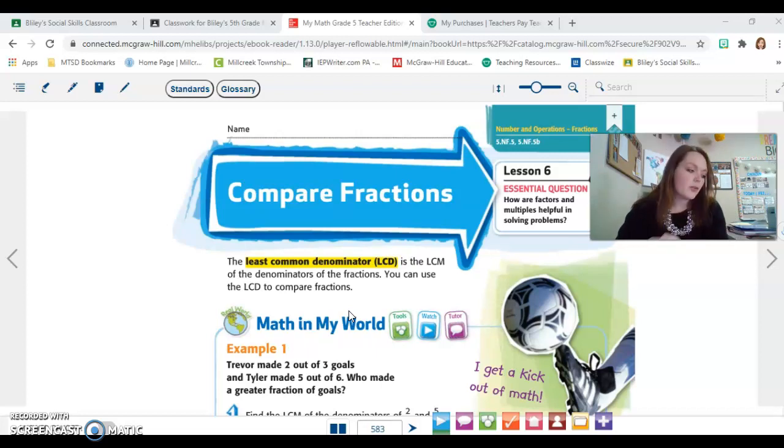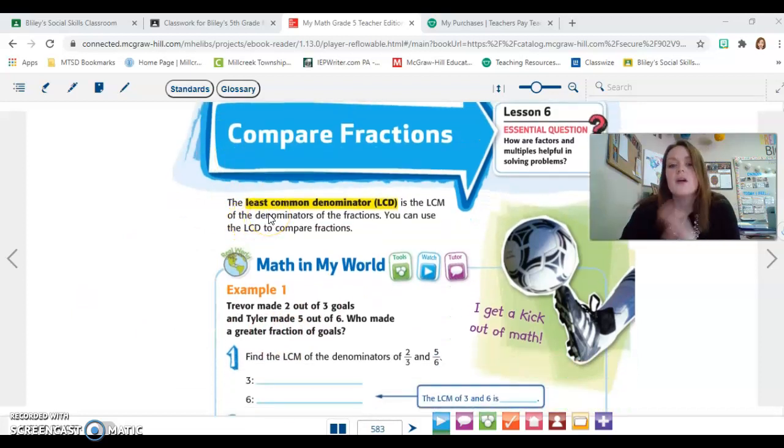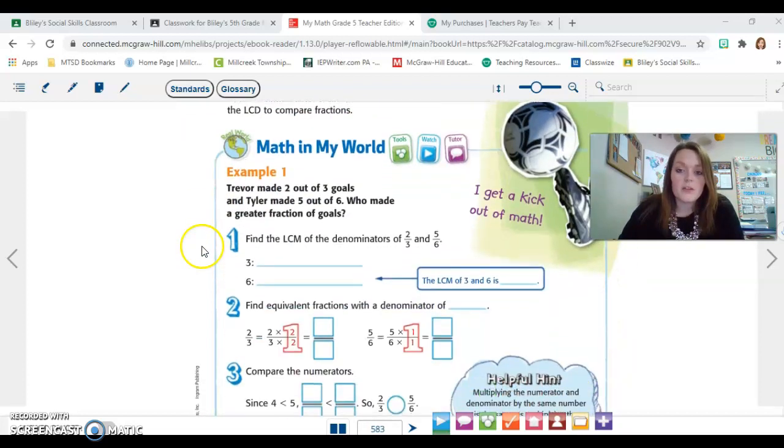So for today's lesson, we are on Chapter 8, Lesson 6, Comparing fractions. So let's review our vocab before we get started. The least common denominator, or the LCD, is the least common multiple of the denominators of the fractions, and you can use this to compare fractions. So our lesson today is we will be making denominators the same, so we can look and see which fraction is larger.